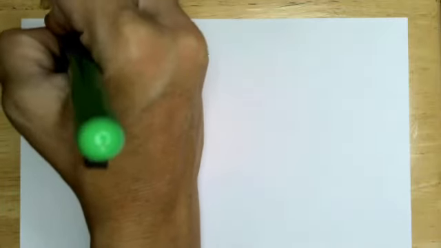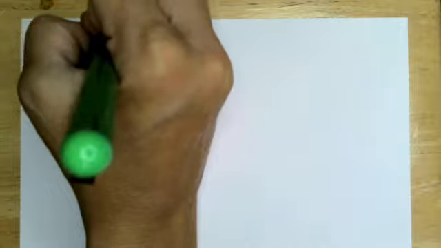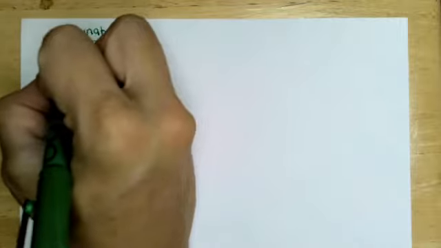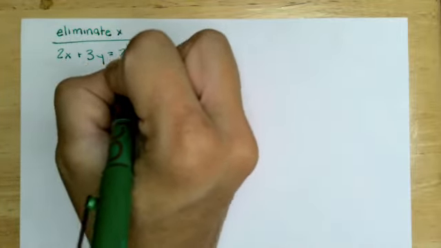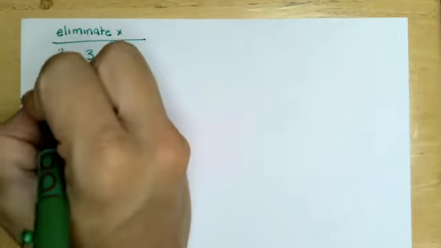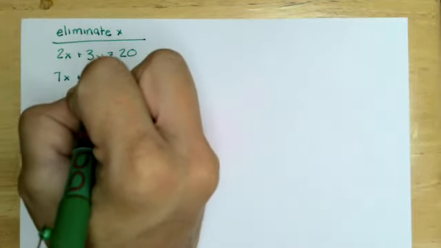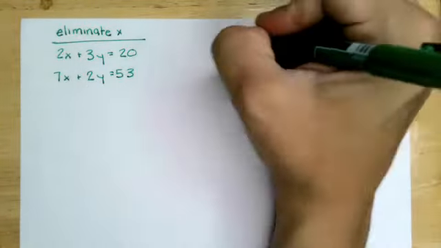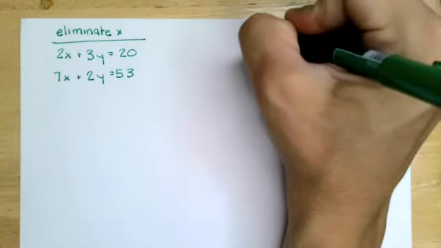When I have a system of equations, I'm going to give a system of equations and then solve for both x and y. So if I want to eliminate x: 2x plus 3y equals 20 will be my L1, and then 7x plus 2y equals 53 will be my L2, okay? So over here, I'm going to eliminate x. Here, I'm going to eliminate y.